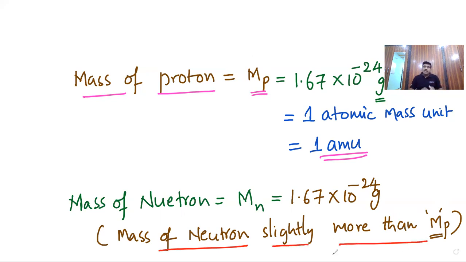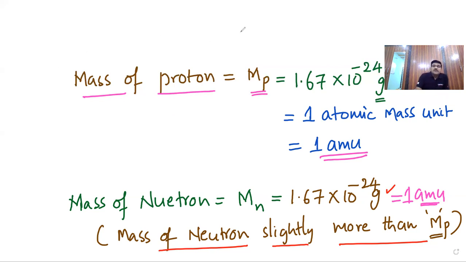But for all practical purposes, we take mass of proton as equal to the mass of neutron. That's why we have chosen here the same quantity. Both are of the same quantity. Clear? And remember, this quantity is also equal to 1 atomic mass unit.